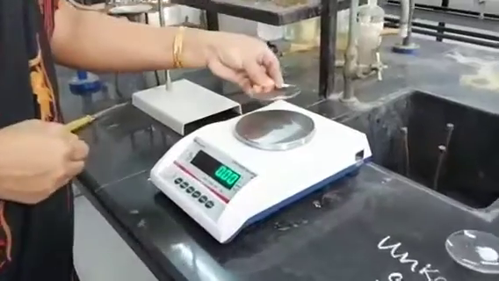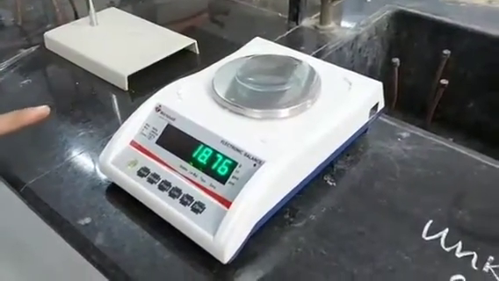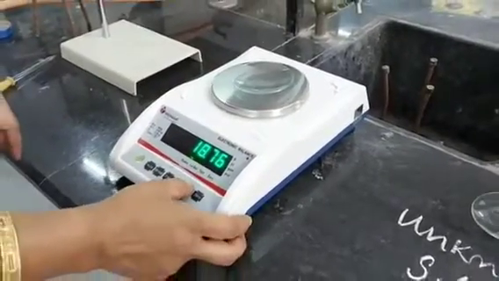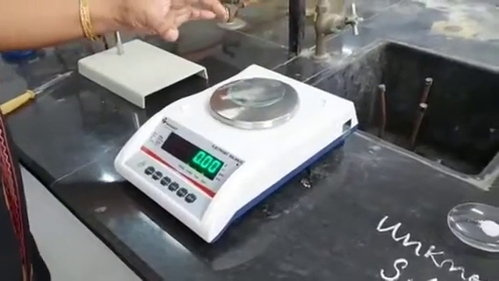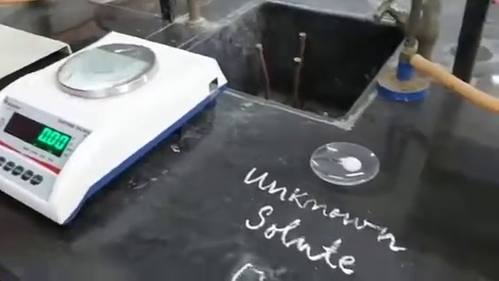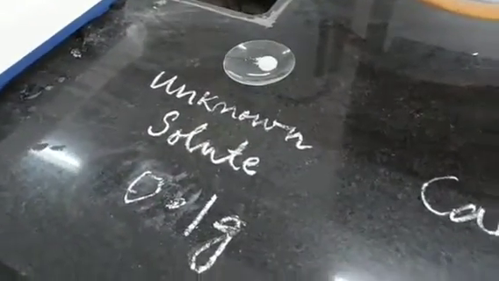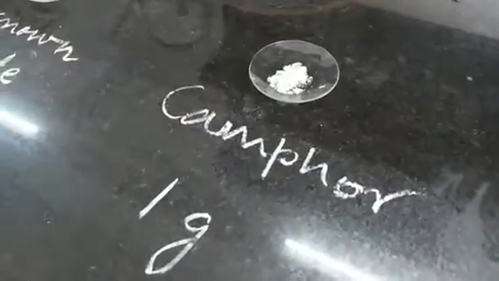For this, we have taken an empty watch glass. The weight of this watch glass is 18.76 gram, but we can tare this so that we will get 0. Then we will weigh 0.1 gram of the unknown solute. So here we have taken this unknown solute, which is 0.1 gram, and the pure solvent that we have taken is camphor, and we have weighed 1 gram of this camphor.